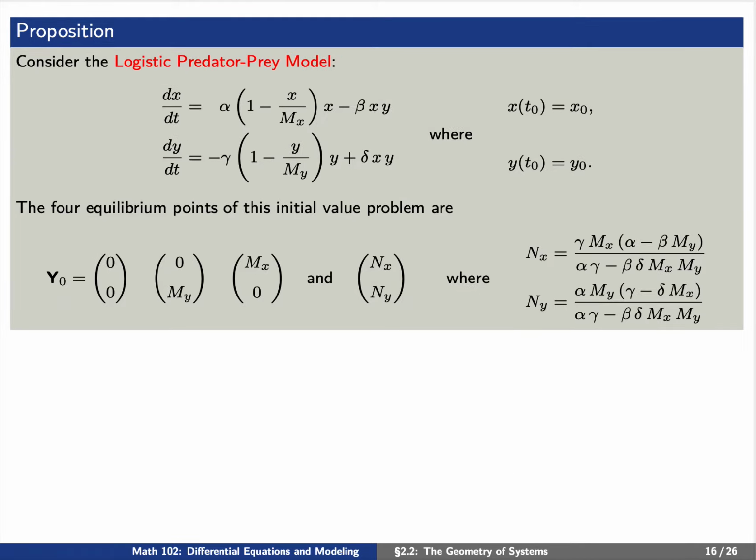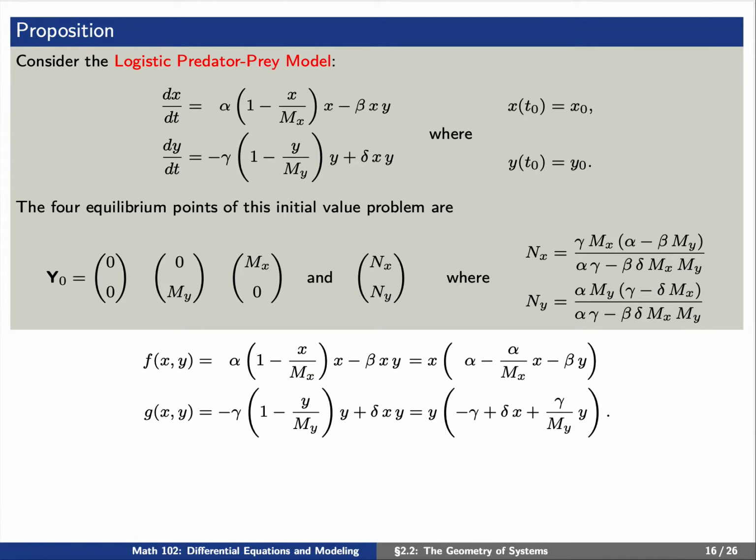Let's consider now the logistic predator-prey model. This is slightly more general than what we had earlier in today's lesson, but still you can see the constants and the coefficients on your screen. I claim that there are exactly 4 equilibrium points for this initial value problem. Let's explain why. First, let's express lowercase f and lowercase g by factoring out x and y from f and g respectively.